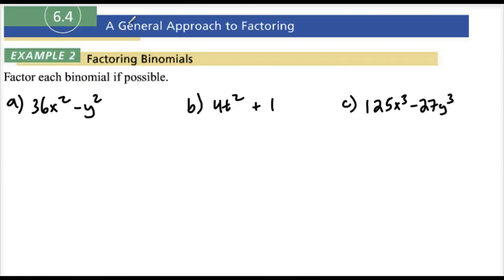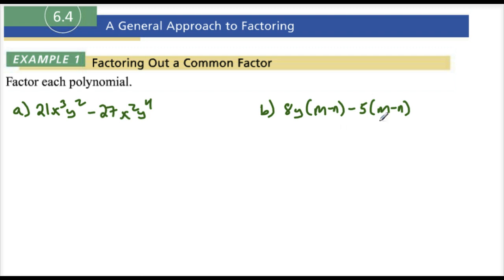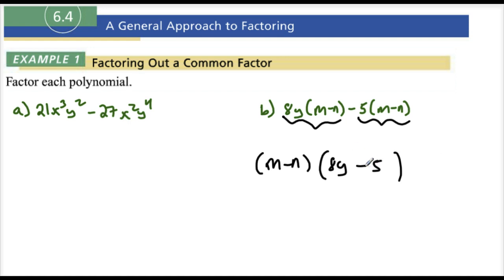So that was the first one. Now let's go ahead and do the second one. Again, we have two terms. It just looks bigger, but this is our first term and that's our second term. Notice that they have a common factor of m minus n, so I'm going to factor that out: m minus n. So what goes back inside? 8y goes back inside, and then minus 5. If I look at this, it's not a difference of squares, it's not a cube, so we would be done then.